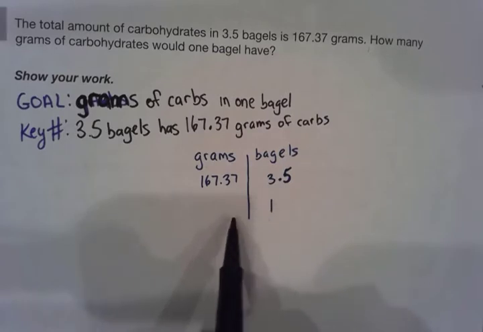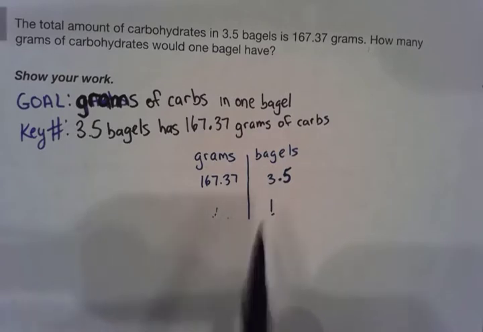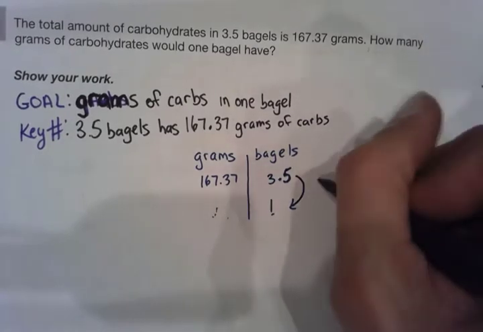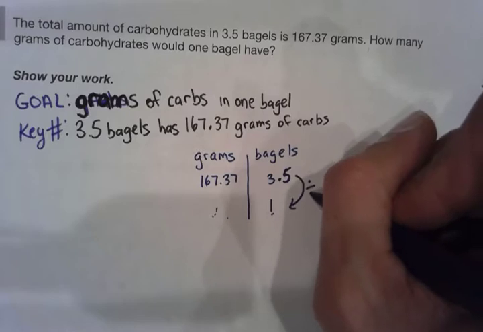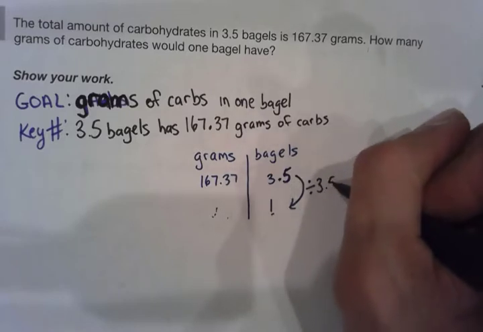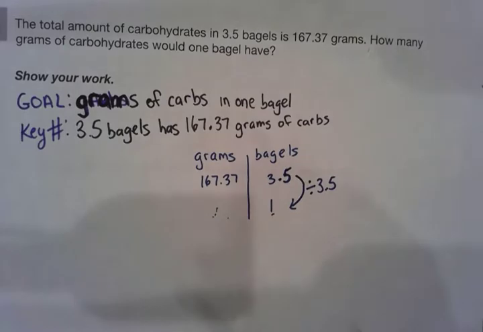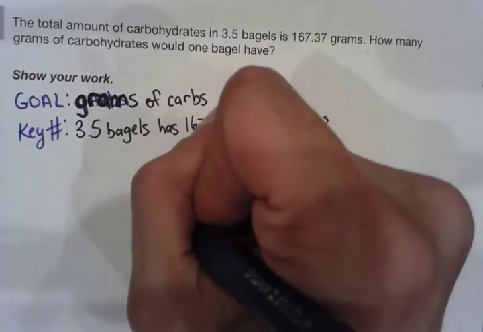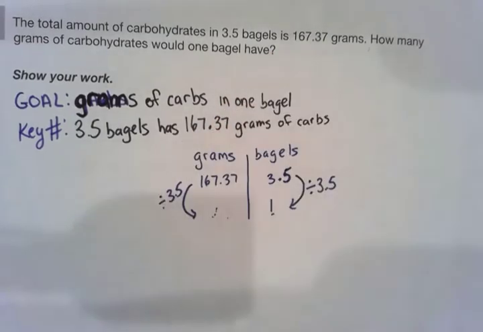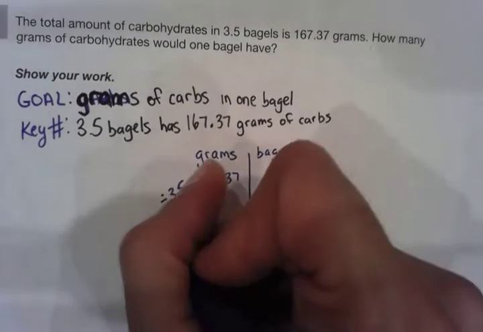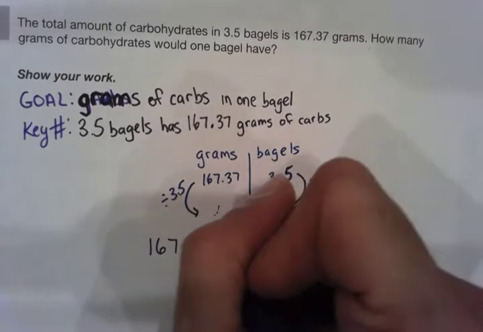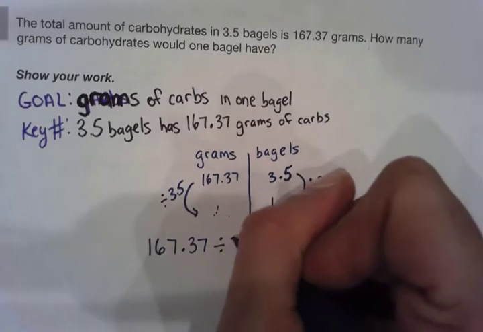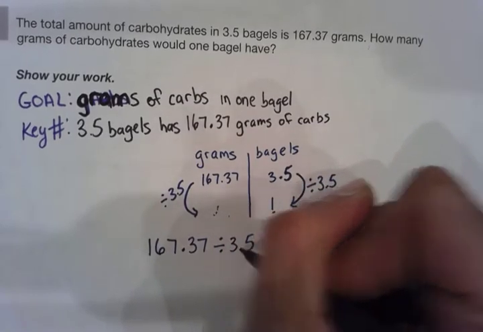So we want to figure out the grams of carbs in one bagel. So how can we get from 3.5 to 1? Well, duh, Mr. Morales. You could just divide by 3.5. And as we know with ratio tables, what you do to one side, you must do to the other. So the expression we must do in order to figure out the answer for our problem is 167.37 divided by 3.5.